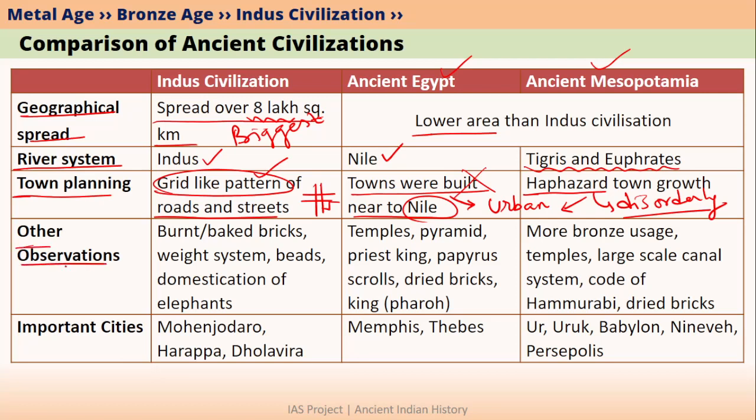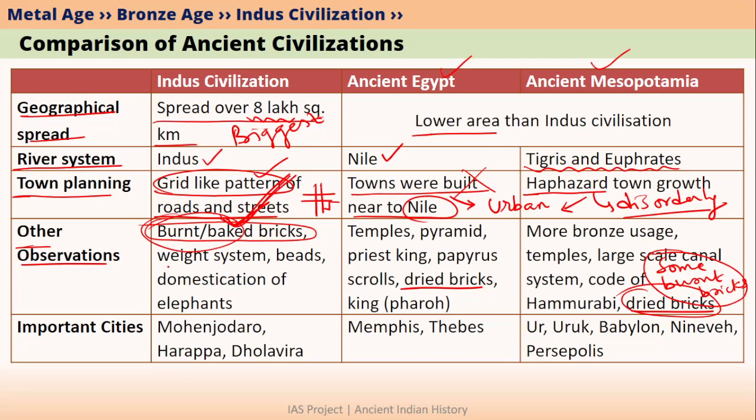Some of the other observations are, in Indus civilization, mainly burnt bricks or baked bricks were used. However, in the case of ancient Egypt as well as ancient Mesopotamia, dried bricks were used. Dried bricks were generally inferior to burnt bricks. So burnt brick is usually better quality brick compared to dried bricks. That is why bricks in Indus civilization were much better compared to ancient Egypt as well as ancient Mesopotamia. We must remember that ancient Mesopotamians also used burnt bricks. However, their usage of burnt bricks was very small compared to the Indus civilization people's use.